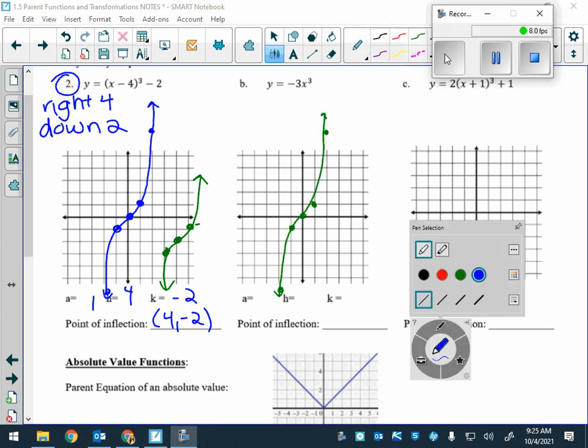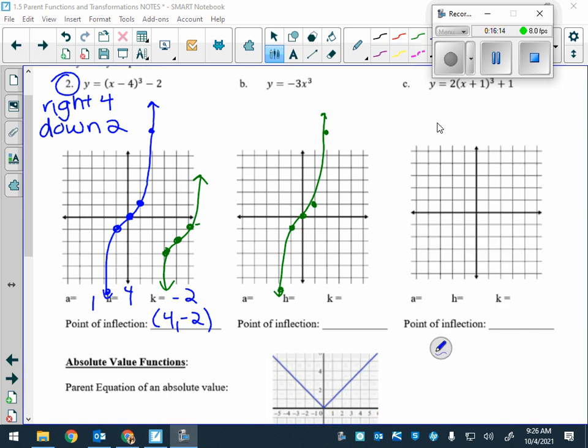Try B. In green, I just graphed the parent function. What is my A value? Noella. -3. Good. Riley, what's my H? 0. Good. Ryder, what's my K? 0. Yeah. What is my point of inflection? Izzy. 0, 0. Good. So that has stayed the same. Our point of inflection has stayed the same.